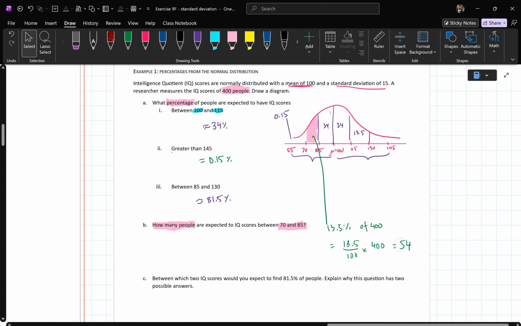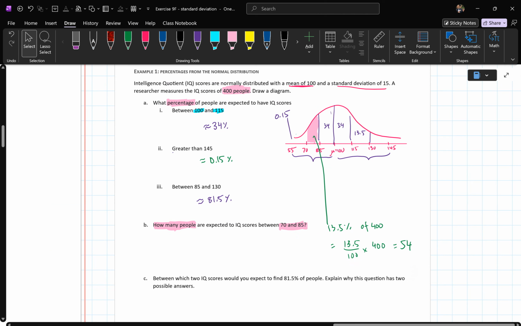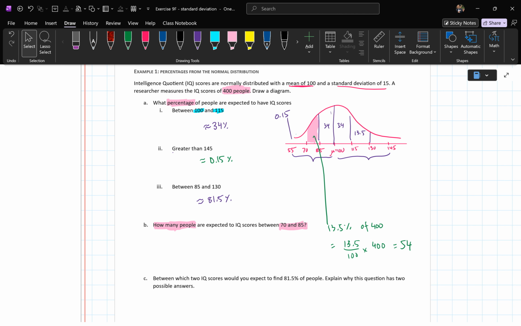Last question of your booklet that I'm doing for today. Between which two IQ scores would you expect to find 81.5% of people? Explain why this question has 2 possible answers. That's actually a good one. Maybe I'll leave this for next session for you to answer.